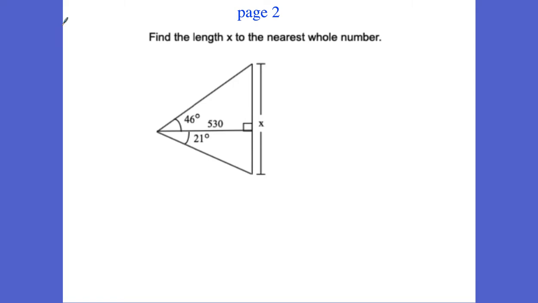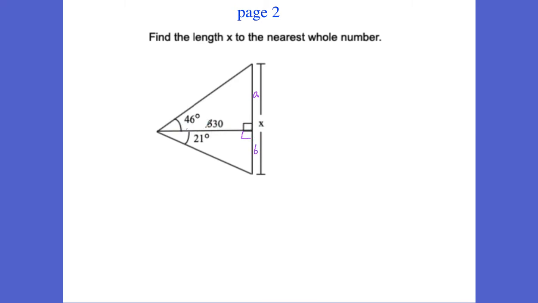All right, we have this trickier looking one. We want to find the length of x to the nearest whole number. This one looks a little tricky at first, but if you break it down into two right triangles, it's actually rather simple as to how we find it. We basically need to find this side, we'll call it little a, and this side B.